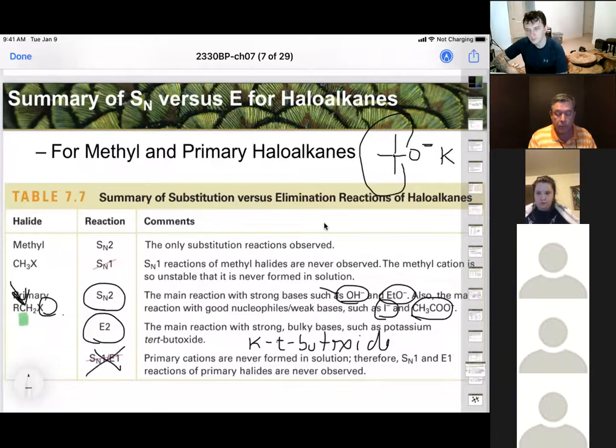So the methyl has one reaction possible. The primary has two reactions possible. Both of them are bimolecular. Okay, any questions on that?